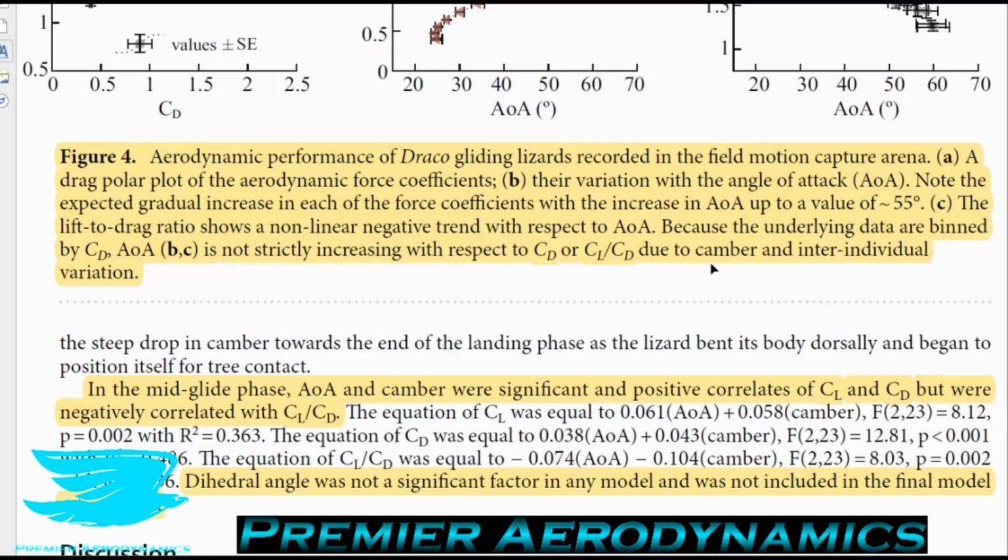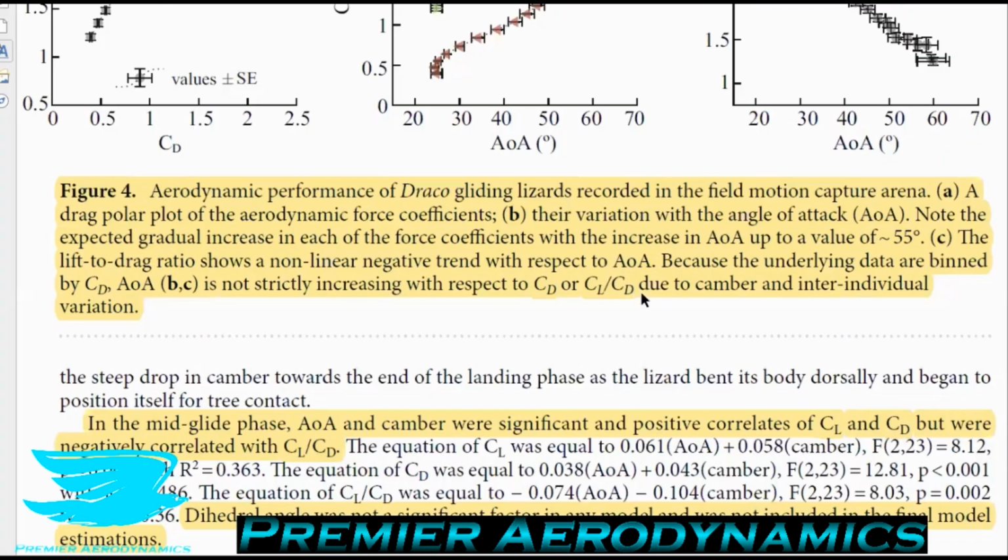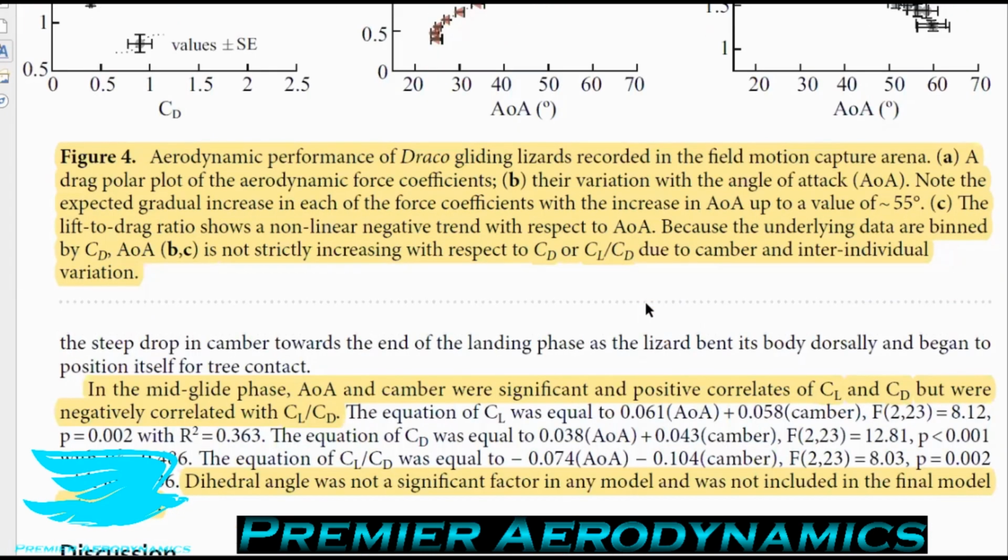They say dihedral angle was not a significant factor in any model and was not included in the final model estimation. So let's talk about this and whether that makes sense. In this particular phase, in this particular situation, that may make sense, but in reality, that's not typically the case. The greater the dihedral angle, typically the less lift that you produce. Now, it's not a strong correlation, but there is a little bit of a correlation there, and that's mainly because if you think about it, the more dihedral you have, the less the lift vector is actually in the vertical direction. So you're going to get less lift overall.